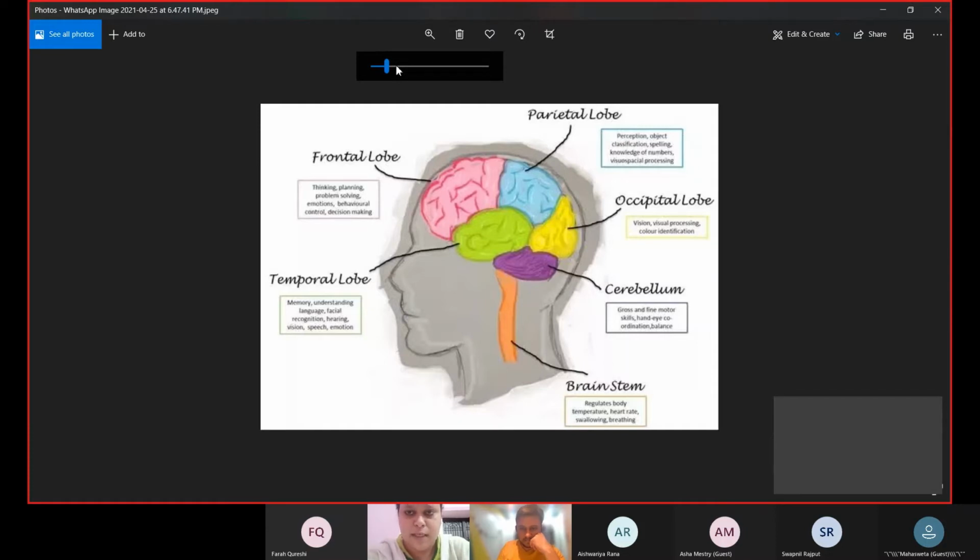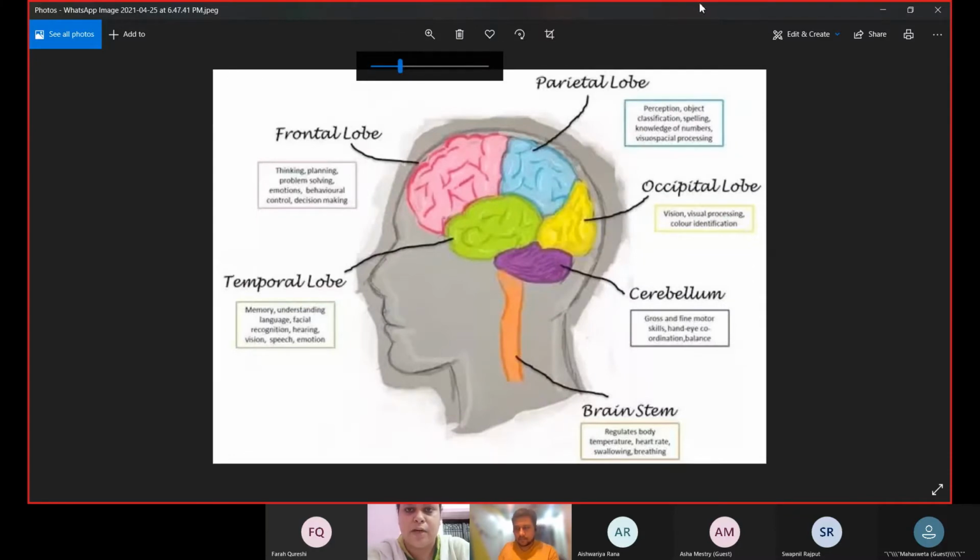If you can see in this photo, we have four kinds of lobes. Lobes are like small parts. You can say your brain is divided into four lobes, matlab four parts. What are those? Frontal lobe, parietal lobe, temporal lobe, and occipital lobe. Each lobe has specialized functions. The frontal lobe is about thinking, planning, and problem solving, etc.